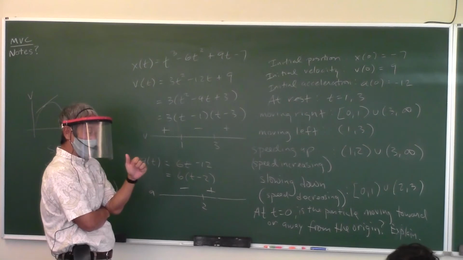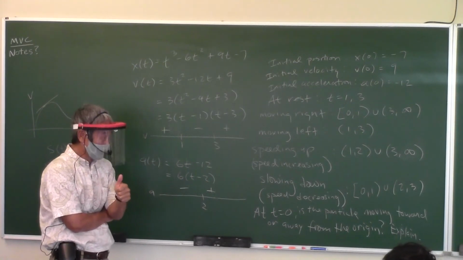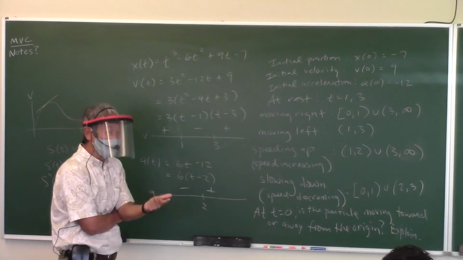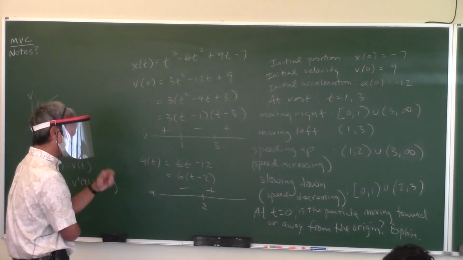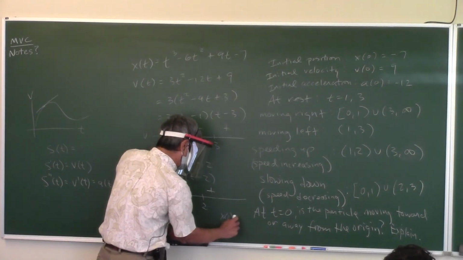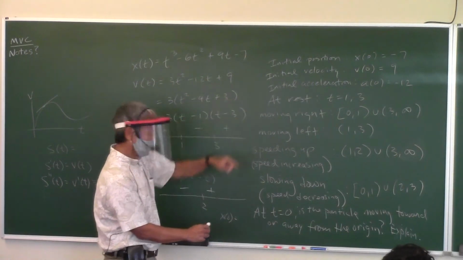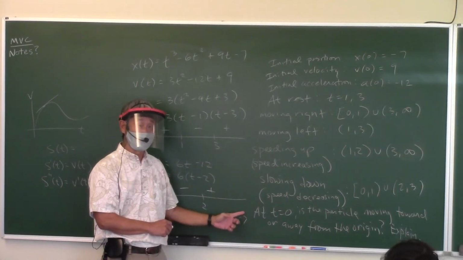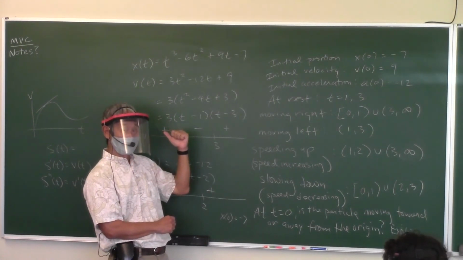Okay, let me tell you. You gotta know the position, and then you gotta know the velocity. You don't need the acceleration. So, what is the position at 0? We actually already computed that already. If you look way up there, it's -7. That means it's to the left of the origin, right? Isn't -7 to the left of 0?